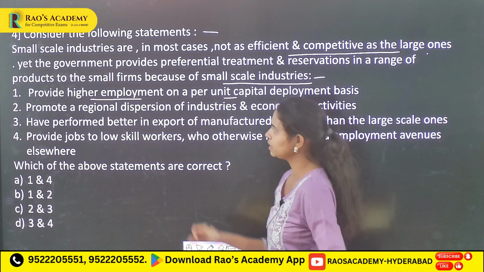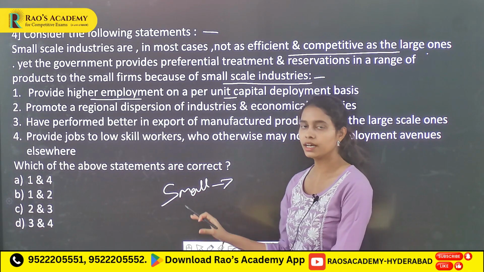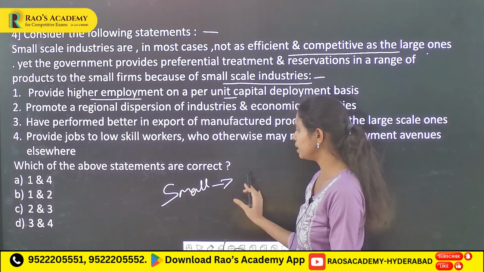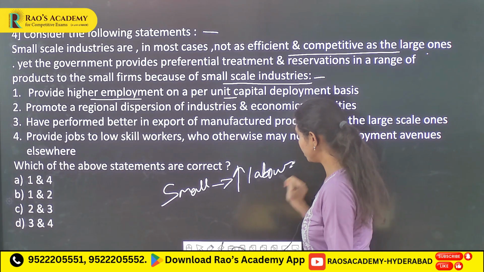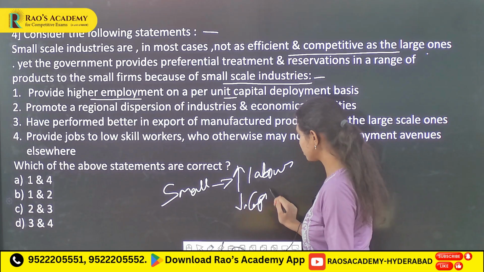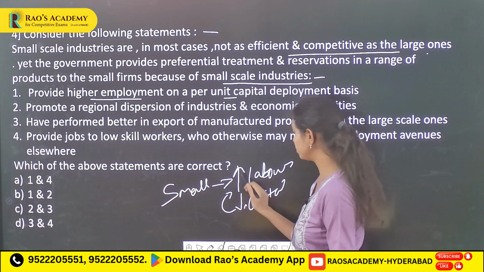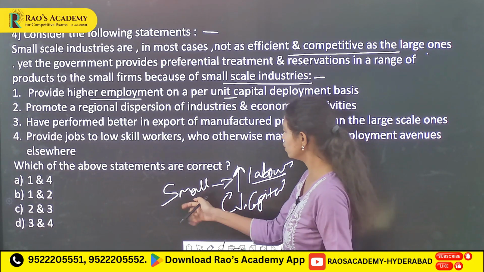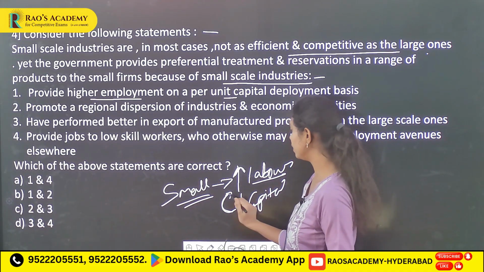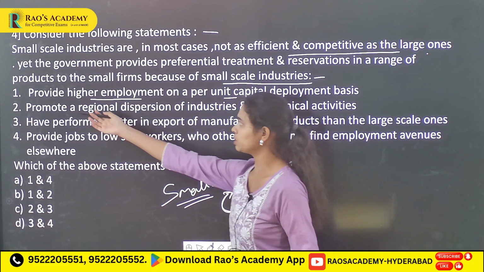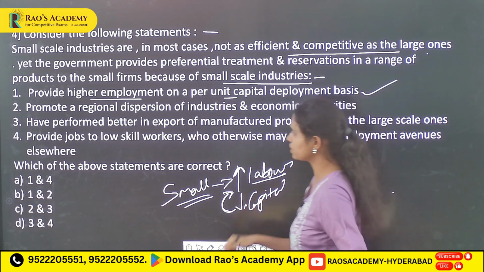If you see the first statement, usually these small scale industries are labor intensive industries. The term labor intensive industries refers to industries that deploy and employ a lot of labor with less capital. With less capital investment, they employ a lot of workers. That means they have a greater labor force. So usually these small scale industries promote employment through this kind of labor intensive industries. Here it is mentioned that they provide high employment on a per unit capital deployment basis. So the first statement is a correct one.